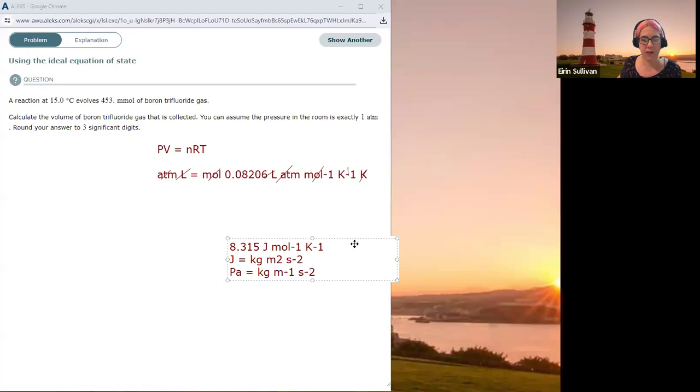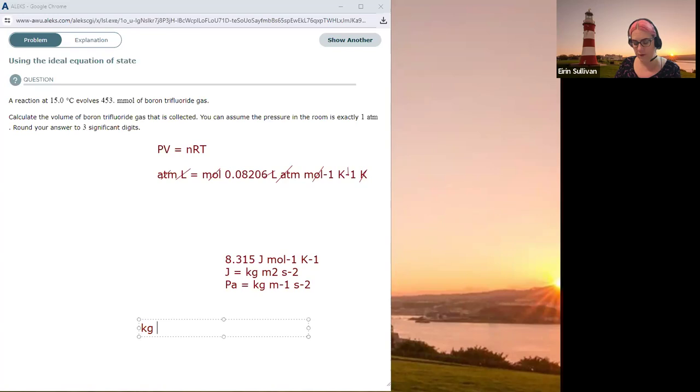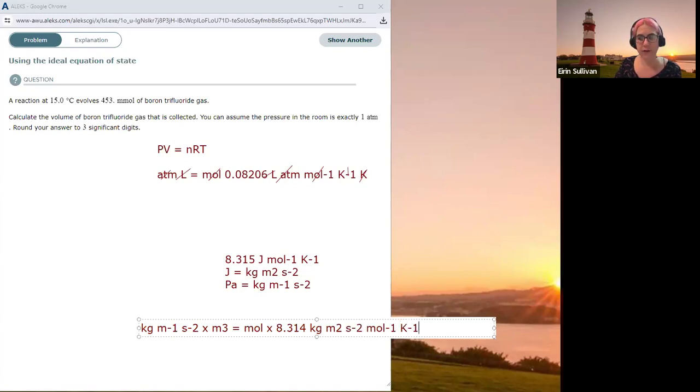So if you actually have your pressure in pascals, that'd be kilogram meters to the -1 seconds to the -2, times your volume in meters cubed, equals n, that's still going to be in moles, times your other gas constant, 8.314 joules, which is kilogram meter squared per second squared, per mole per Kelvin, so mole to the -1, Kelvin to the -1, and then your temperature is going to be in Kelvin.